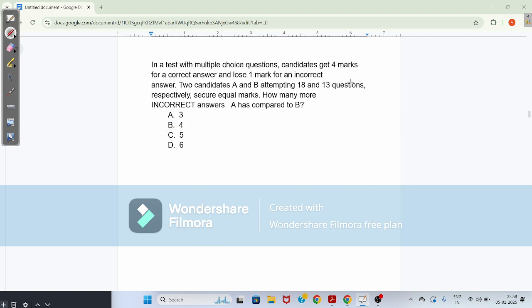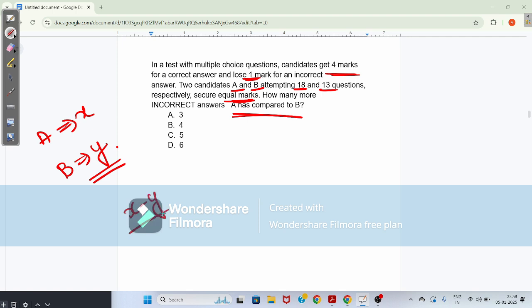In the test there will be multiple choice questions. Candidates get 4 marks for each correct answer, and lose 1 mark for each wrong answer here. Okay, now candidates A and B attempting 18 and 13 questions respectively secure equal marks. How many more incorrect answers does A have compared to B here? Consider A's correct answers as X and B's correct answers as Y here. So what we have to find here is X minus Y.